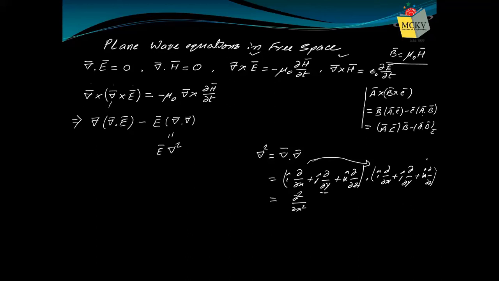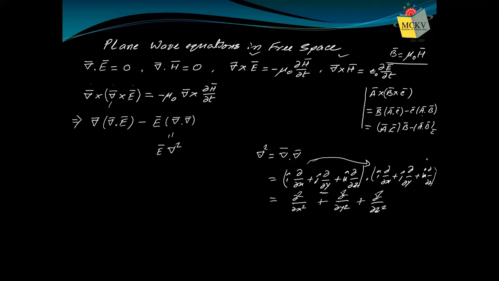Next, j dot i is 0. j dot j is 1. Then del y into del y. What is the value? Del 2 del y 2. Next, j dot k is 0. Similarly, k dot i is 0, k dot j is 0, k dot k is 1. What will be the value? Del 2 del z 2.